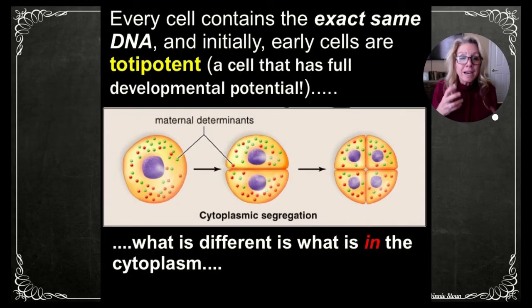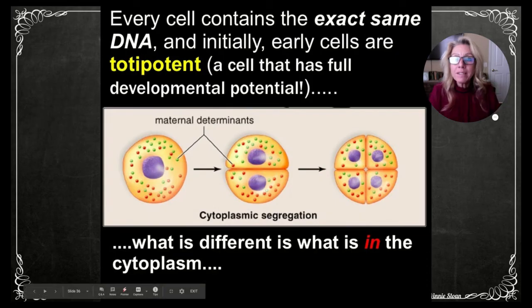So when a sperm first fertilizes an egg and you're a diploid zygote, you are one cell, and that cell is considered totipotent. How long totipotency lasts depends on the species, depends on the organism. But this cell right here has full developmental potential.